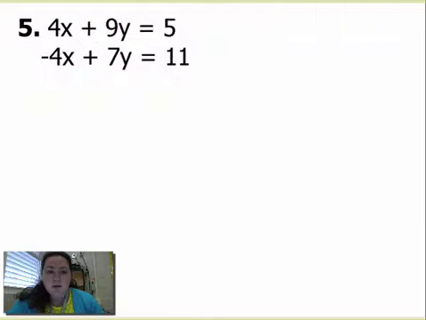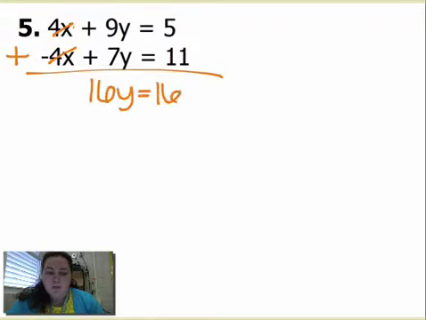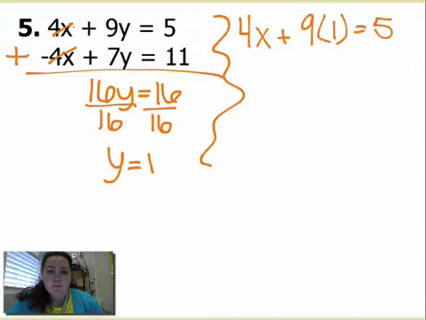Number 5, this is where if you see the 4x and the negative 4x, one's positive, one's negative. So this time I'm going to add the second equation. And when I add it, they're going to cancel. 9y plus 7y is 16y. 5 plus 11 is 16. I get y equals 1.